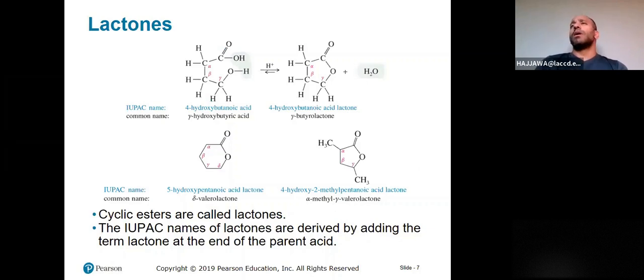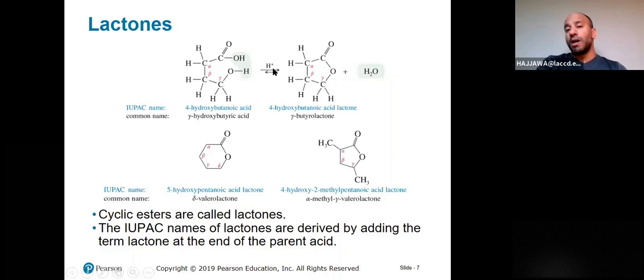Lactones. Lactones are cyclic esters. So in order for me to make a cyclic ester, I'm going to need an intramolecular reaction between an alcohol and a carboxylic acid. And this is important to keep in mind. Why? Because naming the lactone will depend on how we name that hydroxy carboxylic acid. So if I look at this structure, I have basically an OH on one end and a carboxylic acid on the other.